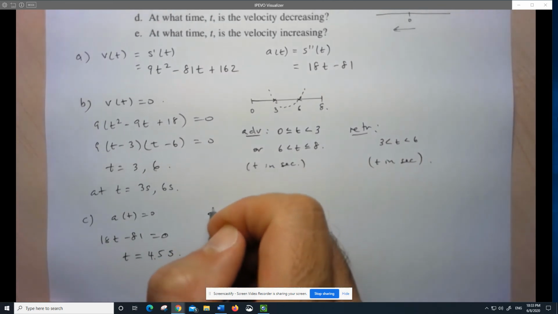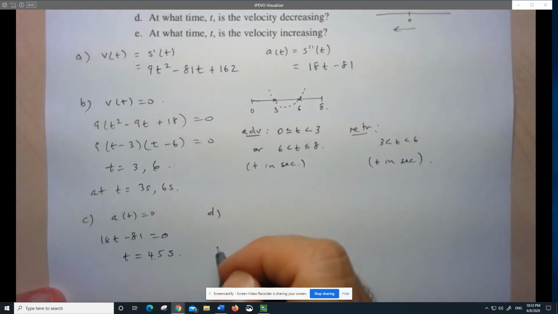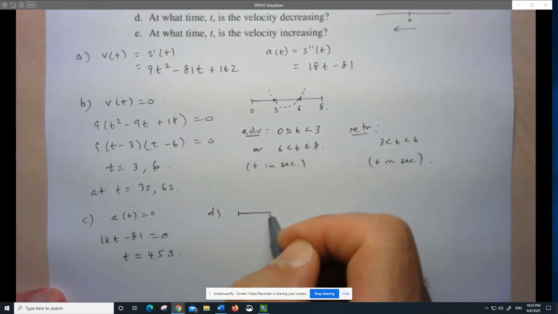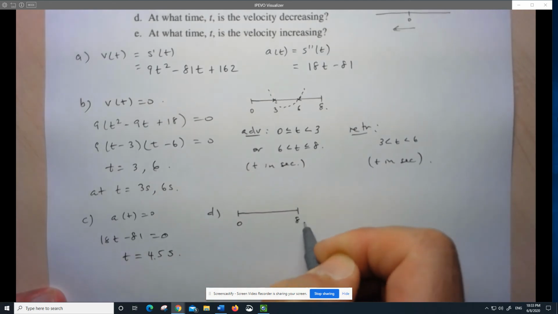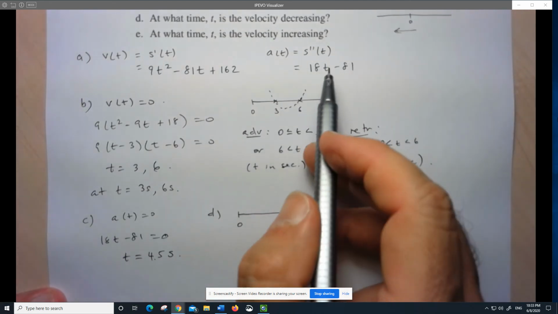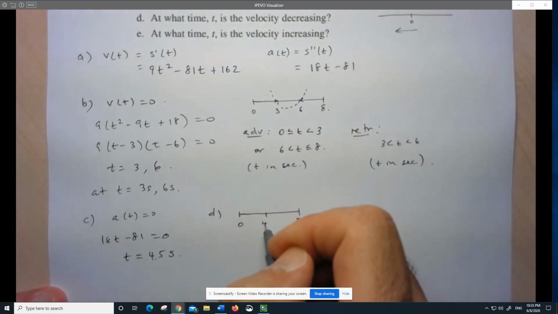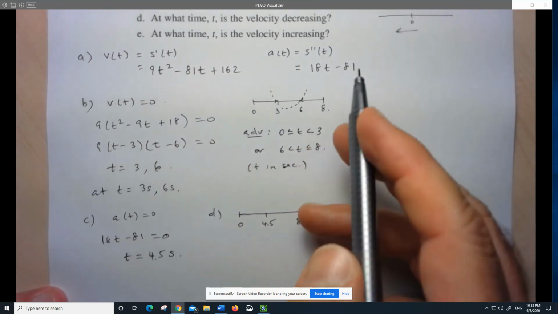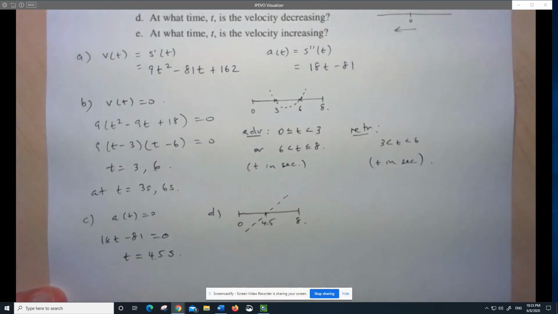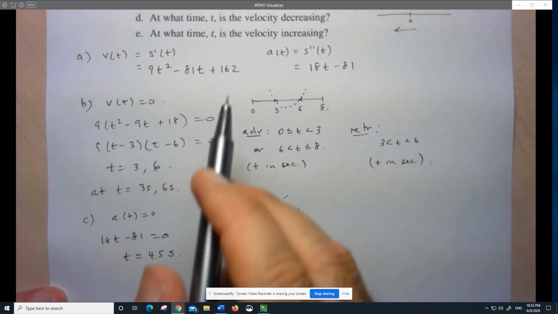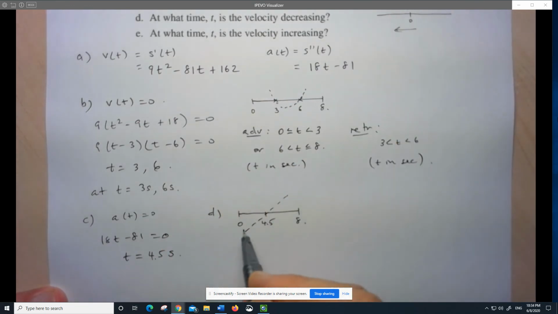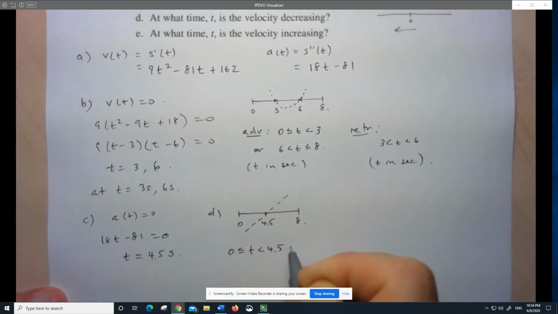So for D, we're looking for decreasing first. Again, I'm going to do what I did before, which is consider only the times of interest from 0 to 8. When I look at my acceleration function, I see that it's a linear function. We know its x-intercept at 4.5, and since it has a positive slope, it's going to be a linear function like this. In D, we're looking for decreasing, so that's when the derivative is negative, or in this case the acceleration, the derivative of the velocity, is negative. So for D, it's going to be 0 less than or equal to t less than 4.5 seconds.